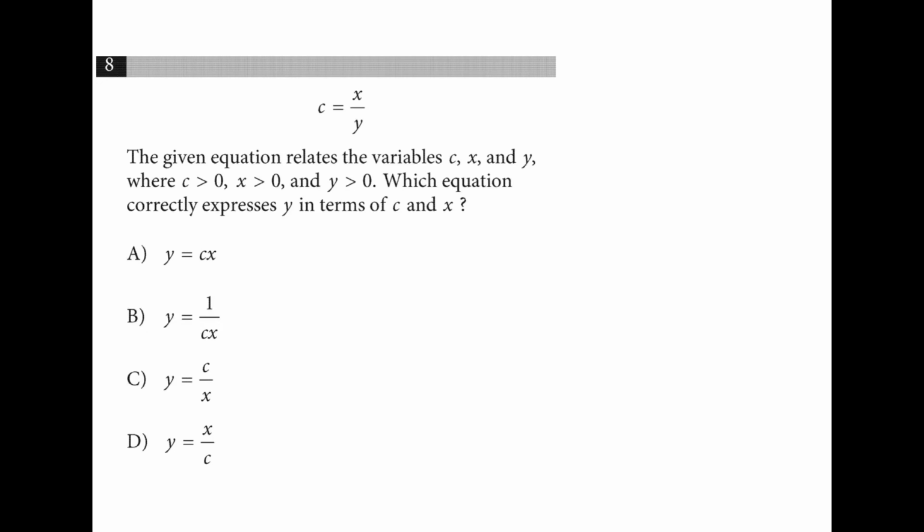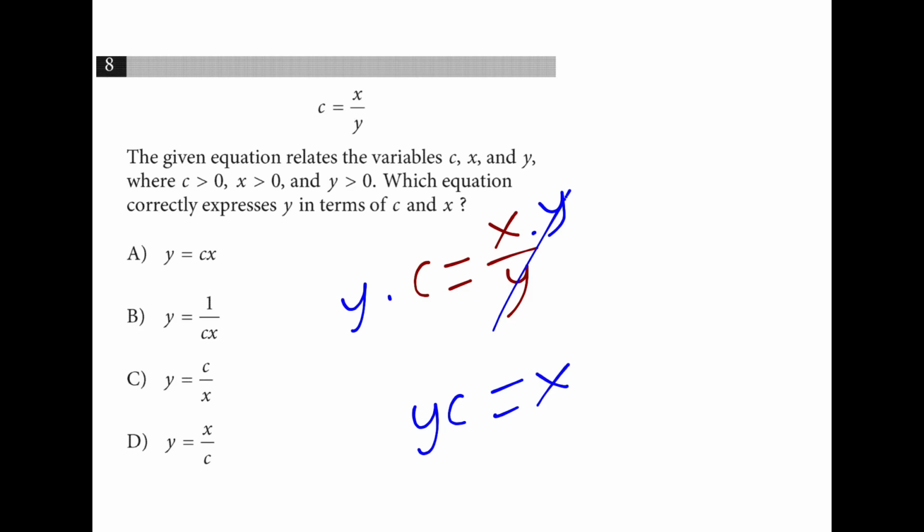Expressing y in terms of c and x. So just solve for y. C is equal to x over y. I'm going to multiply both sides by y. Cancels out. So I have yc is equal to x. Then I can divide by c on both sides. Cancels out. x over c.